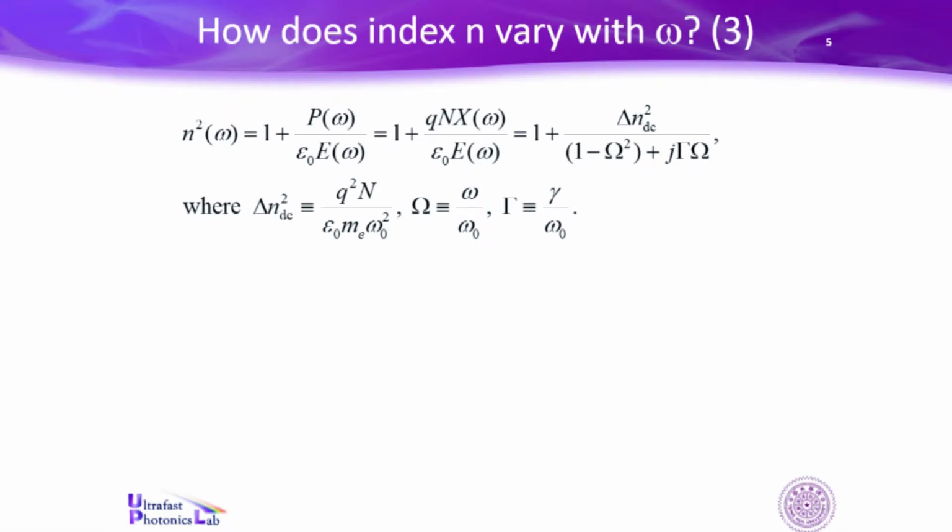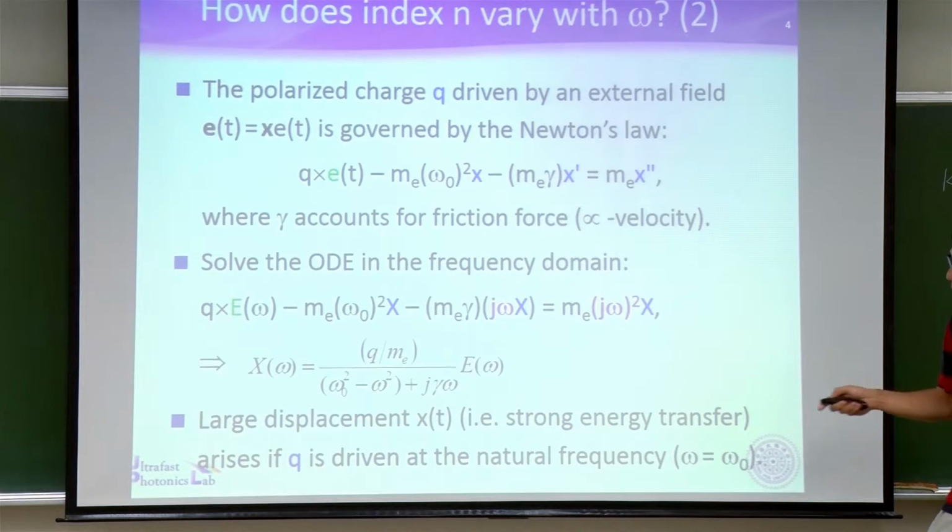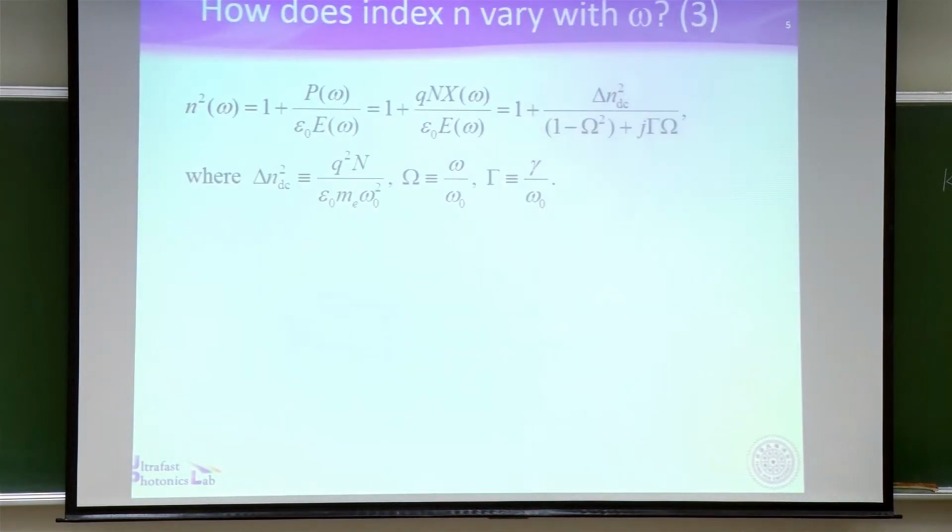The last step, go back to the definition of refractive index. N squared equals 1 plus P over epsilon 0 times big E. And P is related to X by Q N X, the dipole moment density, right? The denominator is the same. And the previous page has already derived the ratio of X over E, right? Let's go back. What's X over E? You got everything here. It's a function of frequency. So we got the answer.